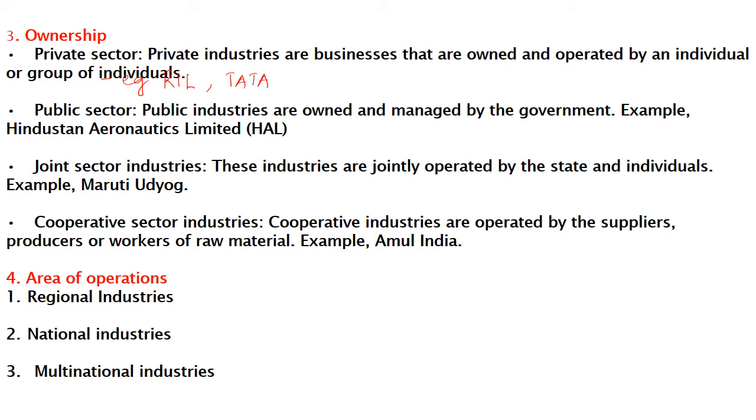Now on the basis of area of operation, we have regional industries, national industries, and multinational industries. An industry that is based in Gujarat or based in Maharashtra is a regional industry. National industry means they have manufacturing units across India. Multinational industries means those industries that have operations across the world, or more than the home nation. So these are the different types of industries on the basis of area of operation.